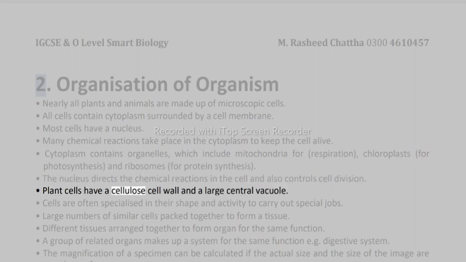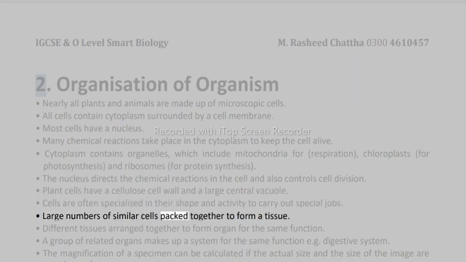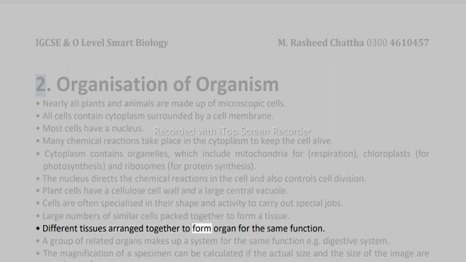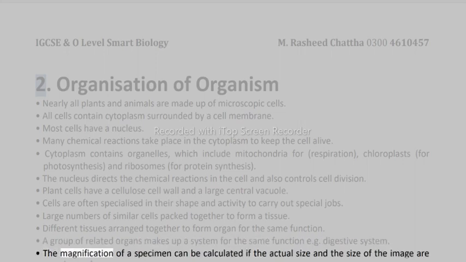Plant cells have a cellulose cell wall and a large central vacuole. Cells are often specialized in their shape and activity to carry out special jobs. Large numbers of similar cells pack together to form a tissue. Different tissues arrange together to form an organ for the same function. A group of related organs makes up a system for the same function, e.g. digestive system. The magnification of a specimen can be calculated if the actual size and the size of the image are known.